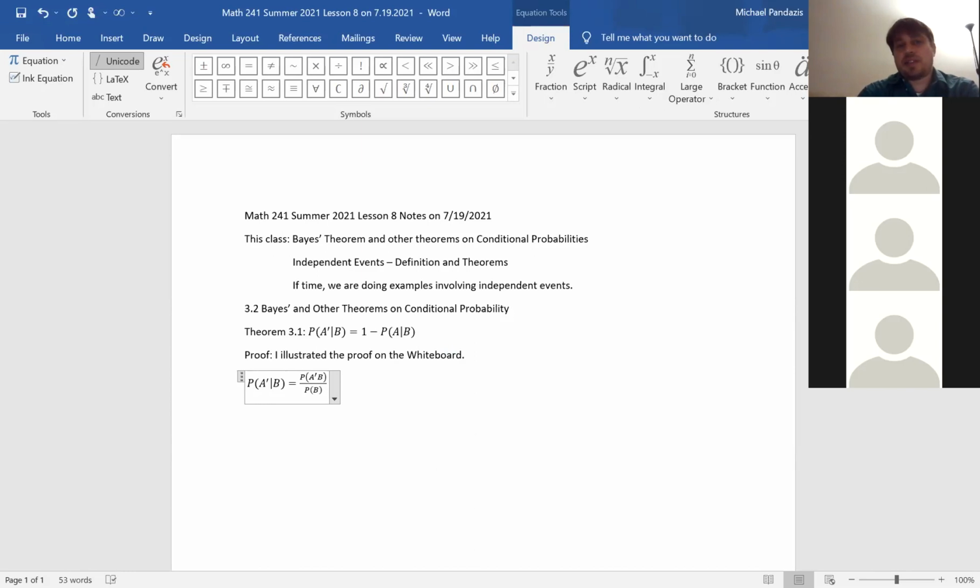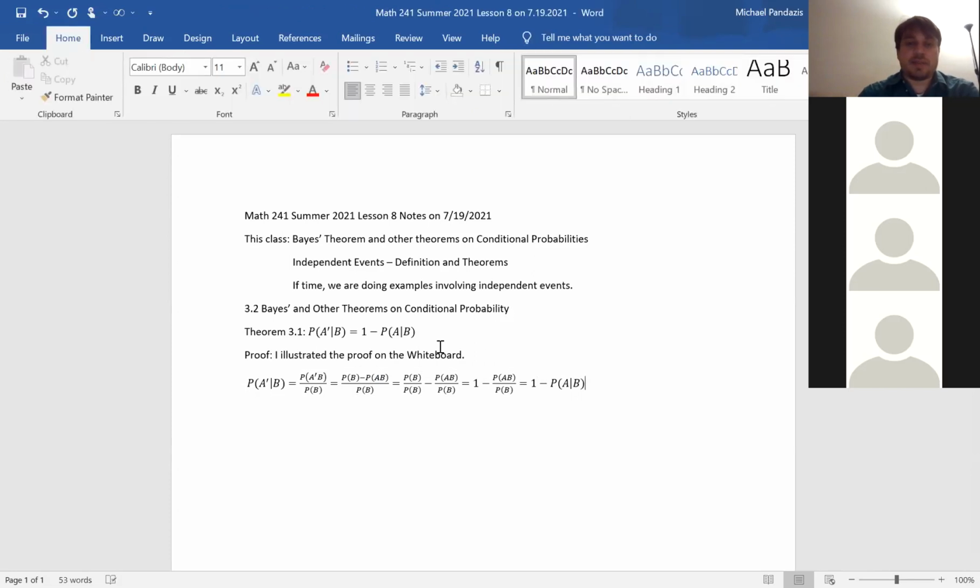So the probability of A prime given B is the probability of A prime B over the probability of B. And so this is equal to the probability of B minus the probability of AB, still divided by the probability of B. This is equal to P of B divided by P of B minus P of AB divided by the probability of B. That's equal to 1 minus P of AB divided by P of B. That's 1 minus the probability of A given B by definition. And so this is equal to that.